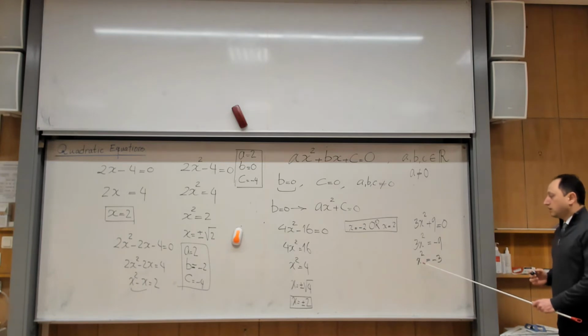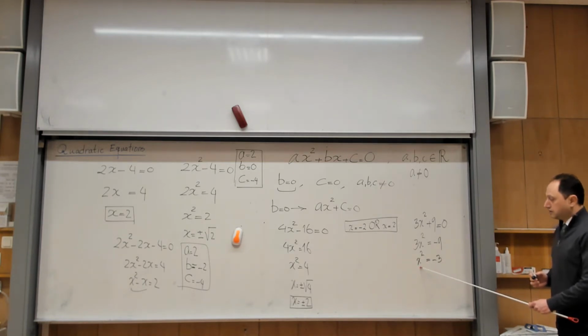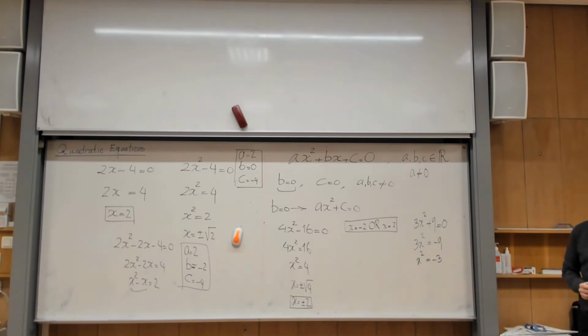Because regardless of the value of x, positive or negative even, when I square it, it becomes non-negative. So it cannot be equal to a negative number. So that is what you need to get used to.